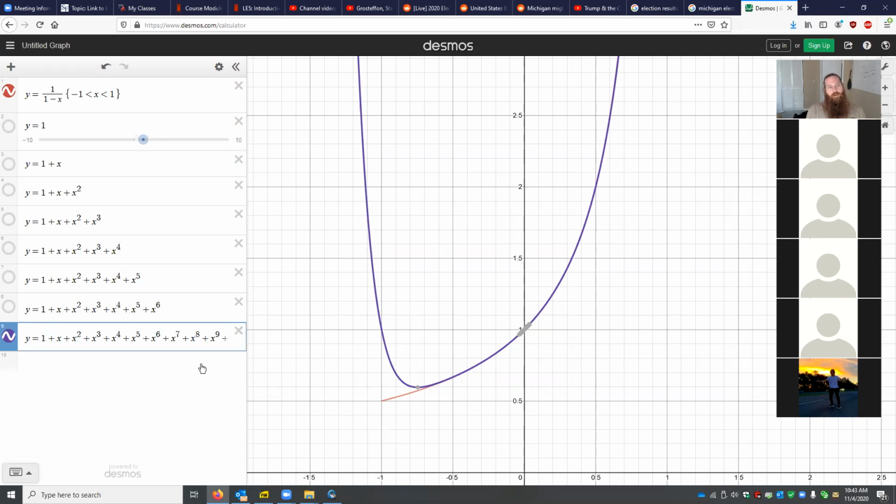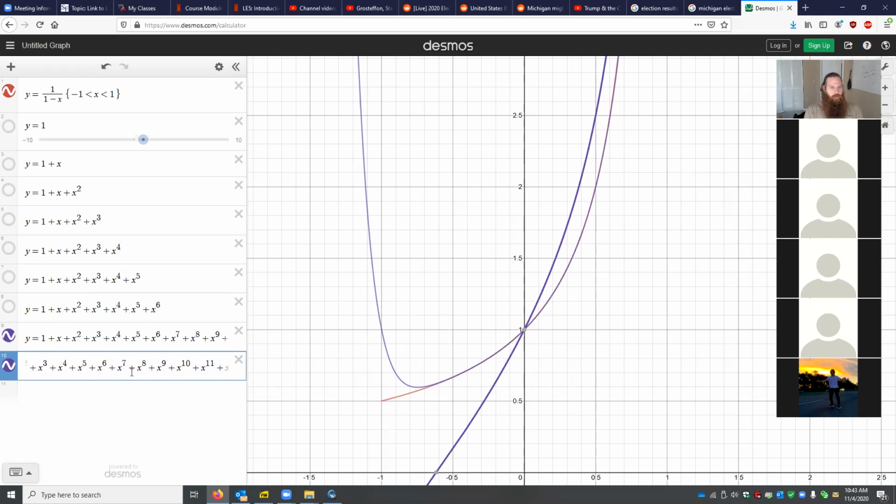This is why we need infinitely many terms. Finitely many terms, you can get into trouble. And that's why we have this full capital sigma notation, because we really do need a lot of terms to close up that gap at the end.